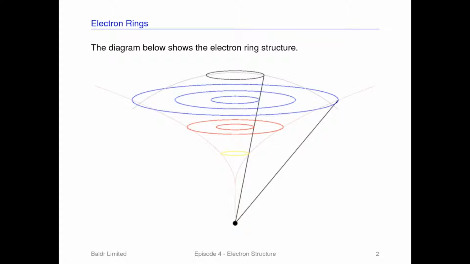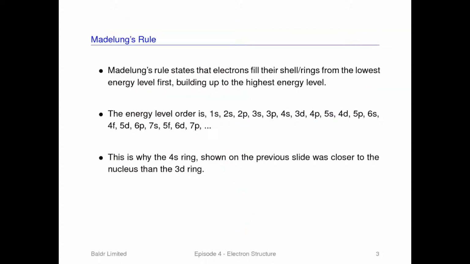This is the last slide from the previous part, just to remind you where we got to. Furthermore, it will be natural to assume that electrons fill these rings or shells from the lowest energy first and moving upwards, which predominantly is what occurs in nature and is known as Madelung's rule. Moreover, it is for this reason that we showed and explained to you that the 4s ring was closer to the nucleus than the 3d ring, since the electrons in nature fill 4s before 3d. The complete energy level order is shown in the second bullet point here.